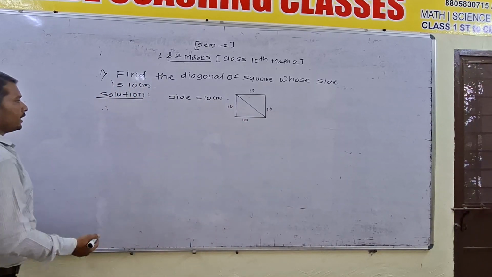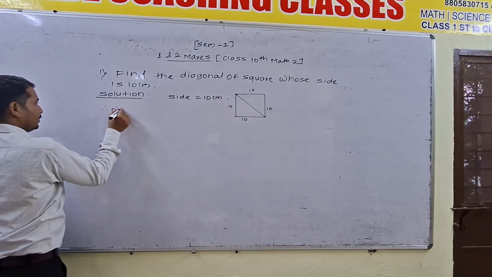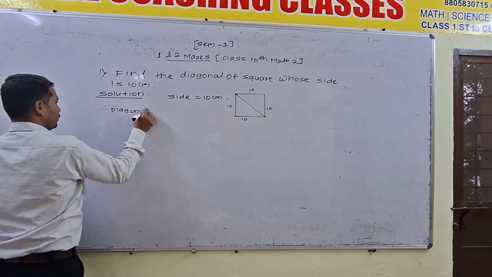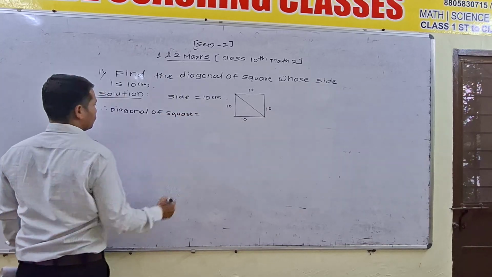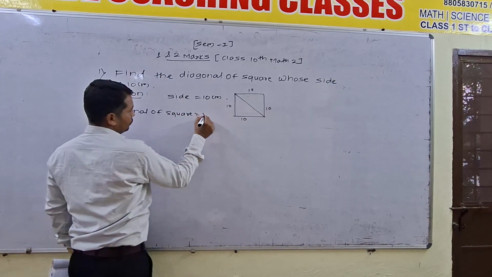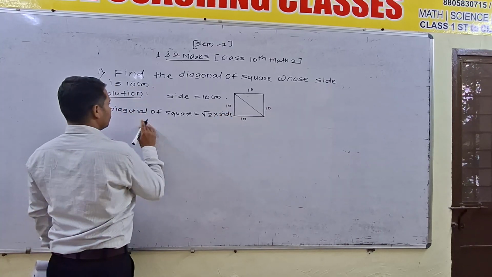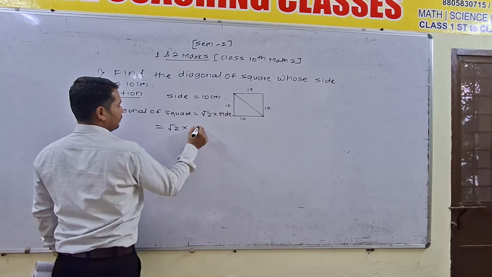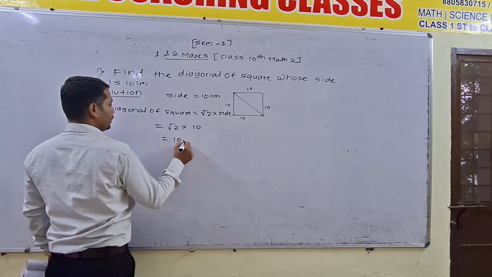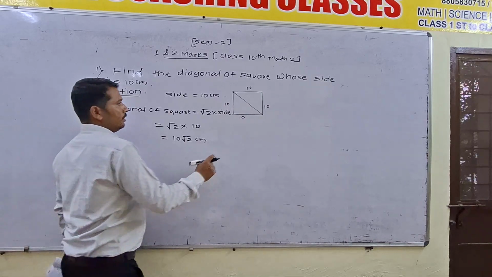But another way we try to solve, the direct formula is there. Diagonal of square is equal to, write down there, diagonal of square is equal to root 2 into side. So we also know that root 2 multiplied by side, which is 10, is 10 multiplied by root 2, 10 root 2 centimeter. That is the first question. Okay.